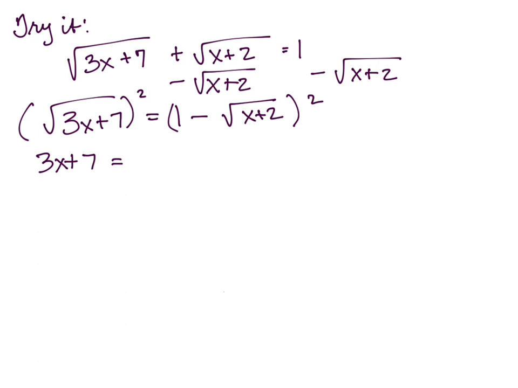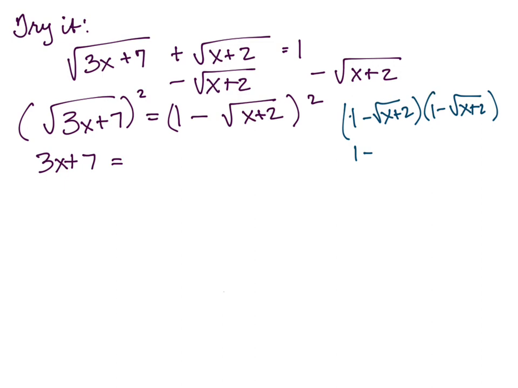On the right, I have a binomial situation, which when I expand that, is going to be 1 minus the square root of x plus 2 times itself. 1 minus the square root of x plus 2. So I'm going to square the first. That's going to be 1 times 1 is 1. I'm going to double the product in the middle. What's the product in the middle? That would be 1 times the negative square root of x plus 2, which would be negative 1 square root x plus 2. If I double that, how does that come out?